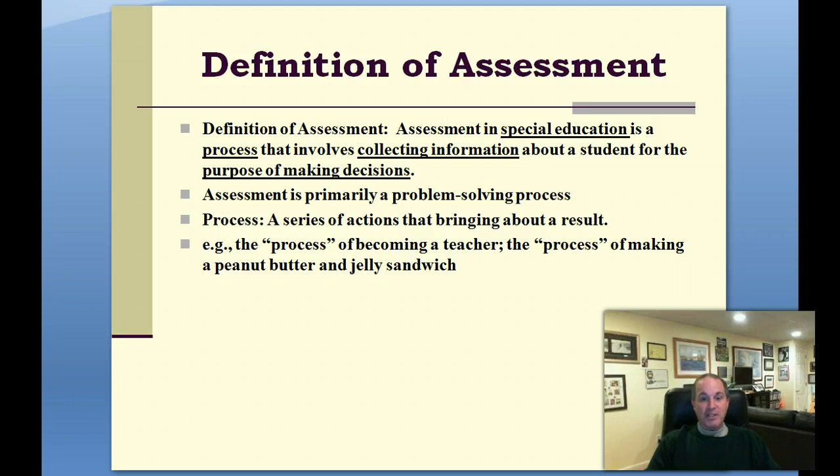Ultimately, in special education, we have to make decisions. We have to make numerous decisions. We have to make decisions whether or not a child is going to meet the eligibility standards for special education. We're going to have to make decisions regarding the educational placement of the child. We're going to have to make decisions about where the child is going to be educated, the content that we're going to educate the child with. There are going to be numerous decisions that are going to be made based on the assessment of a child. So, just to review, the definition of assessment is a process that involves collecting information about a student for the purpose of making decisions.